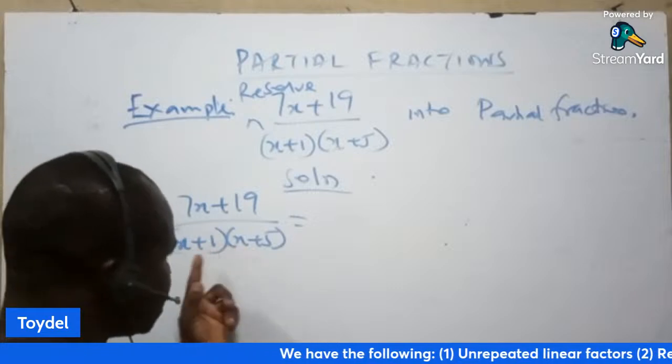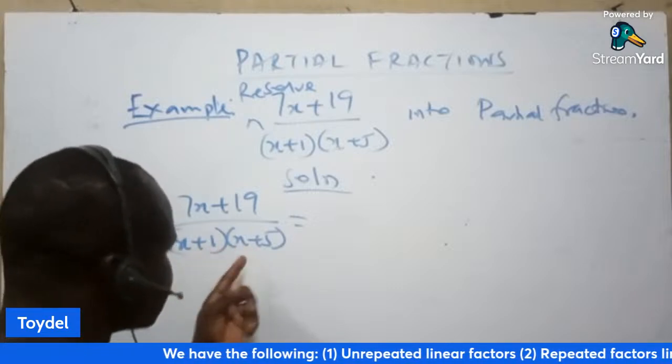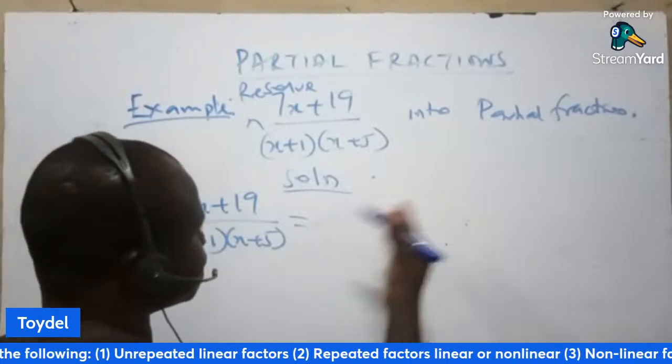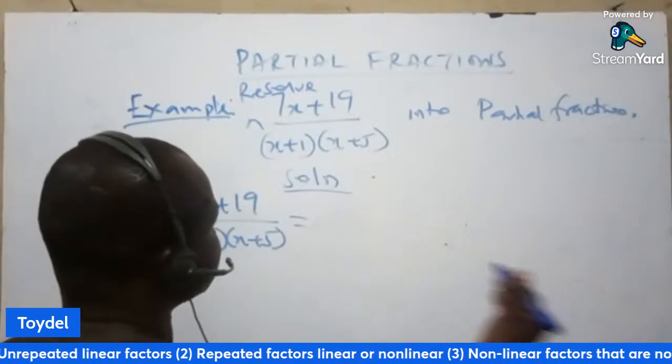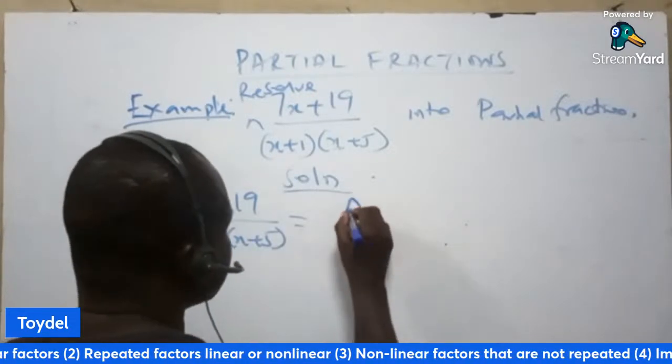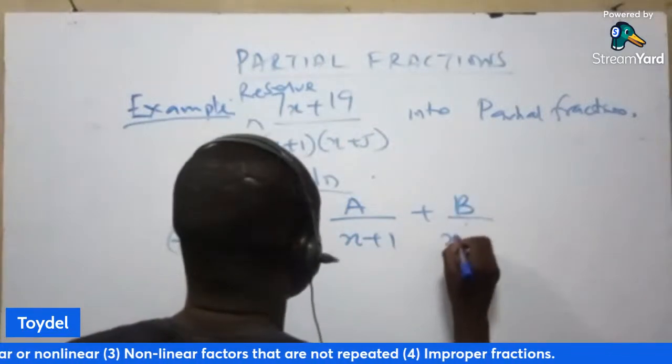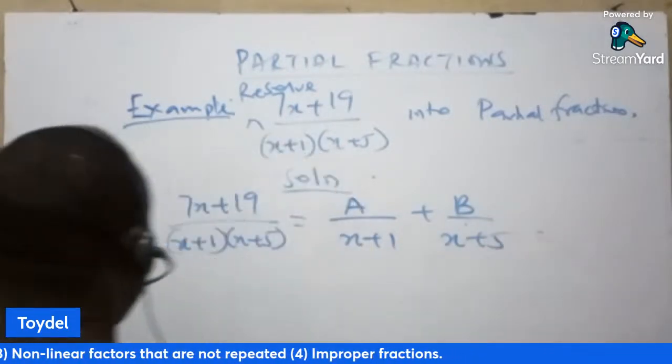There are two factors here. We have two different factors here. Then if you want to resolve this, we can use any coefficient and any letters of the alphabet to represent the numerator. We just say, let's say a all over the first one, x plus 1, plus b all over x plus 5. That is what we have.